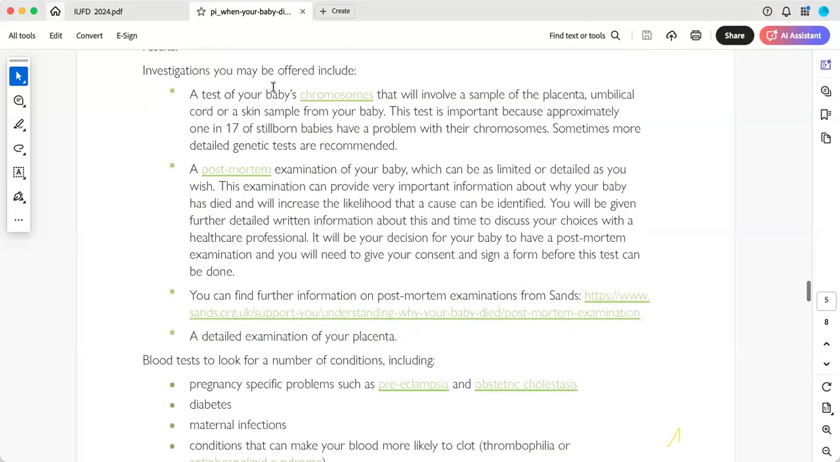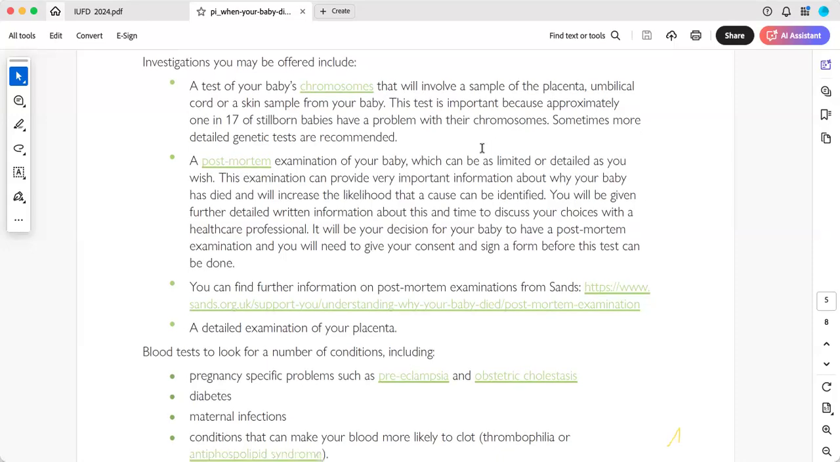Investigation that might be offered, very important, my friends, here: tests of the baby's chromosomes, okay, which involve a sample of the placenta, umbilical cord, or skin sample from the baby. This test is important because approximately 1 in 17 of the stillborn babies have a problem with their chromosomes. Sometimes more detailed genetic testing is recommended.